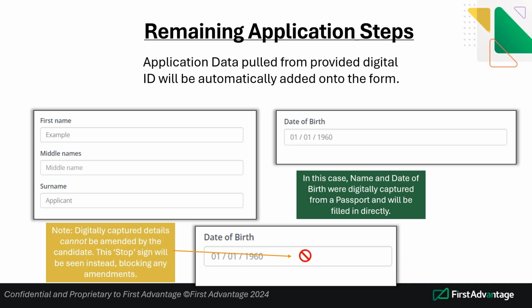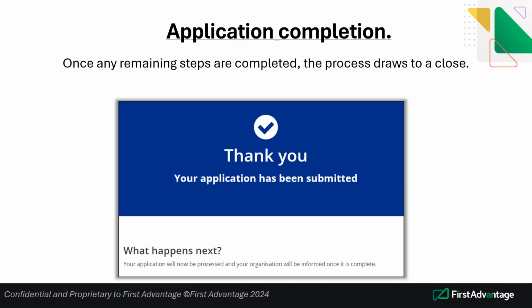Within the application form itself, certain personal details will have been previously captured from identity documents, and these sections will be automatically filled in on the candidate's behalf. Once the applicant has successfully moved through any remaining steps on the application form, they'll receive a standard confirmation message and advised of the next steps.